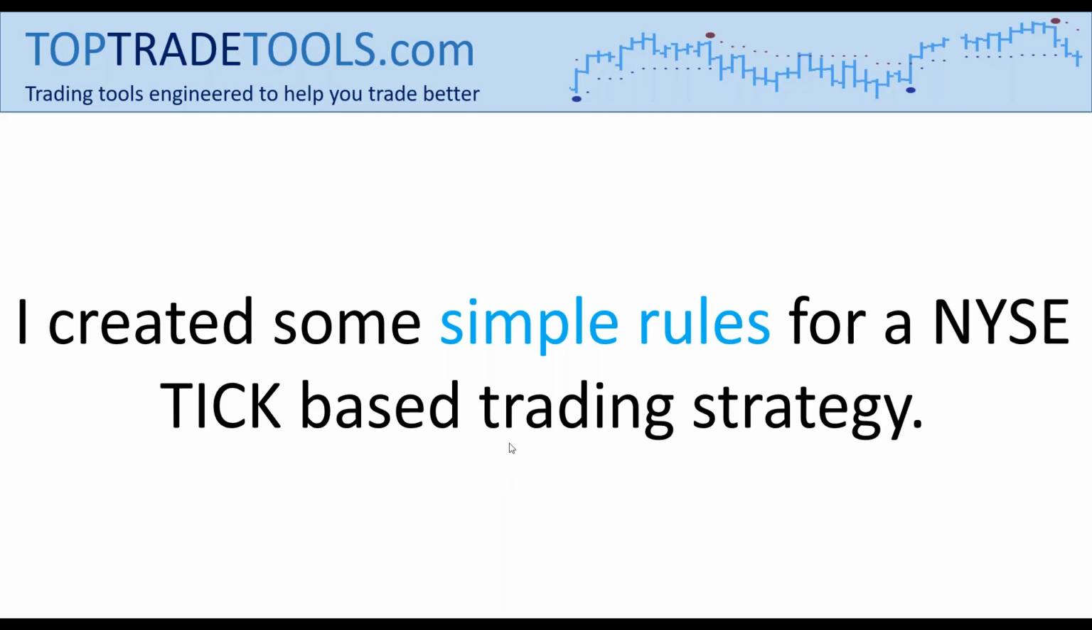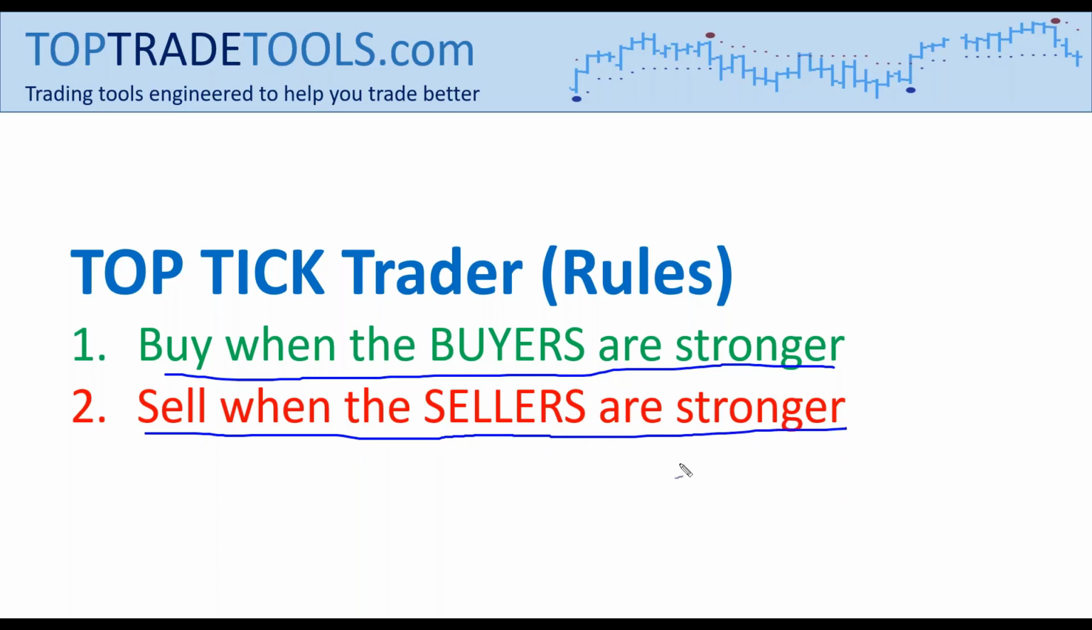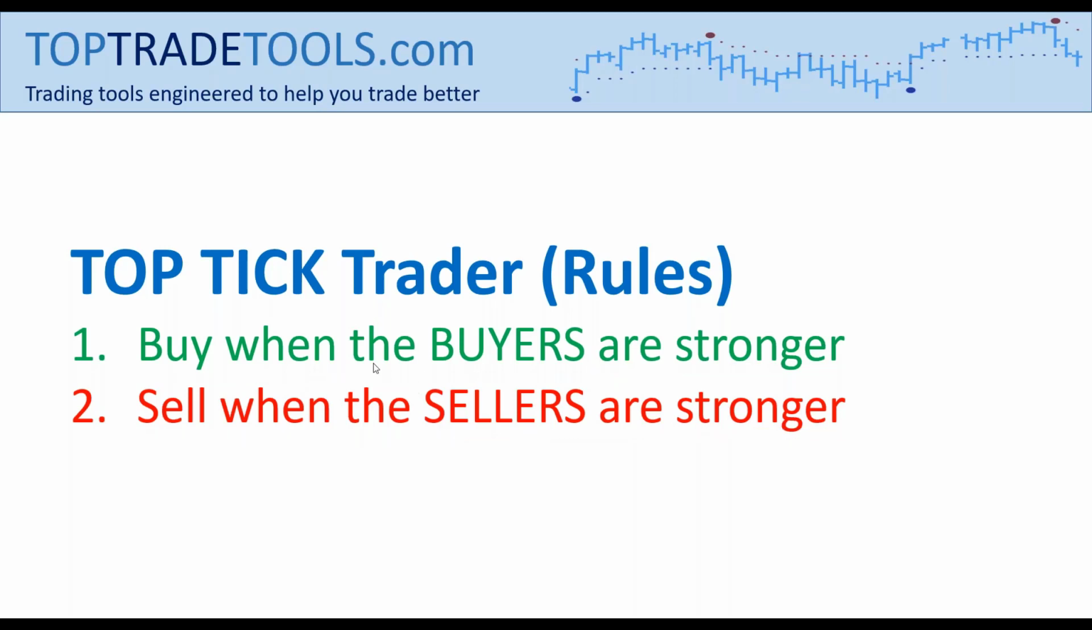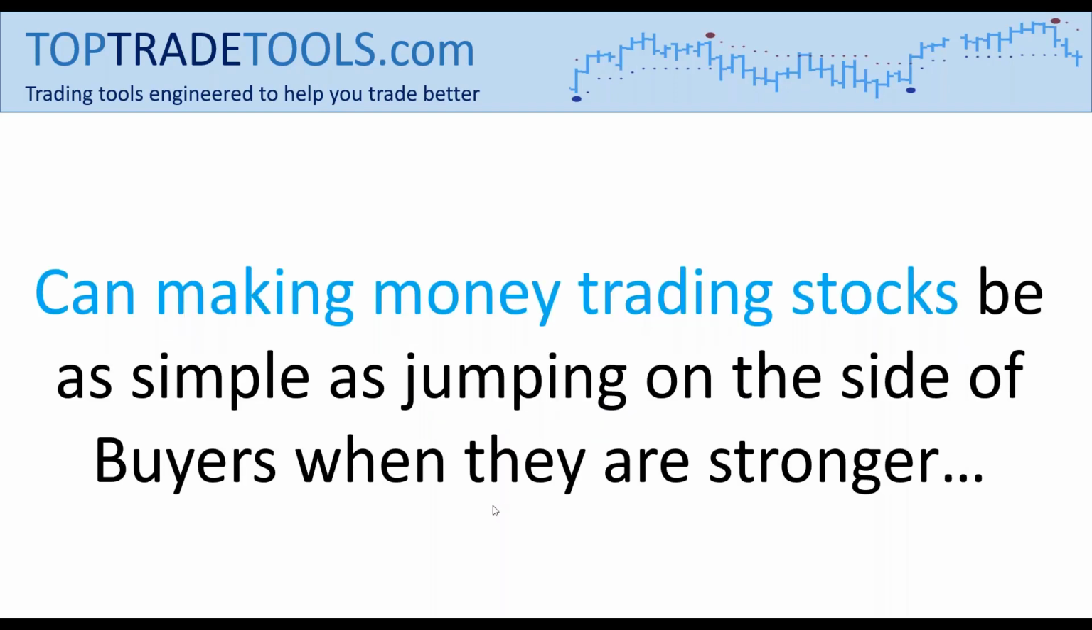So I created some simple rules for a NYSE tick-based trading strategy. Very, very simple, right? Rule number one, buy when the buyers are stronger and it's green. Rule number two, sell short or exit your long when the sellers are stronger, when this is red. That's how simple this is. I wanted to see if we could actually make money following these rules over time. So I made it as easy as green buy and red sell.